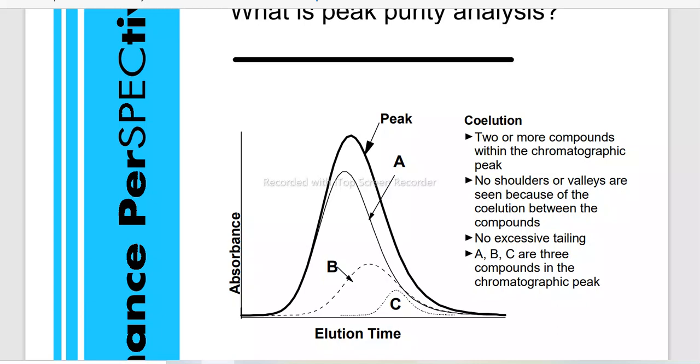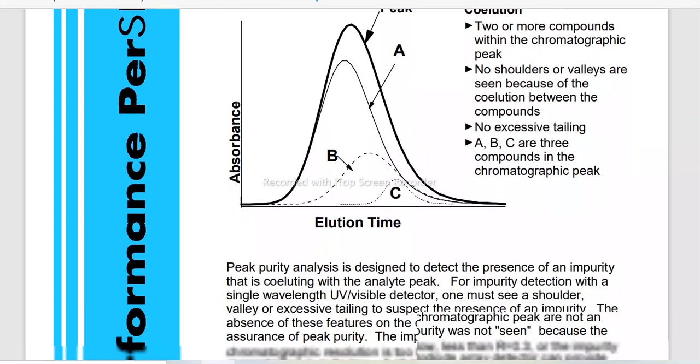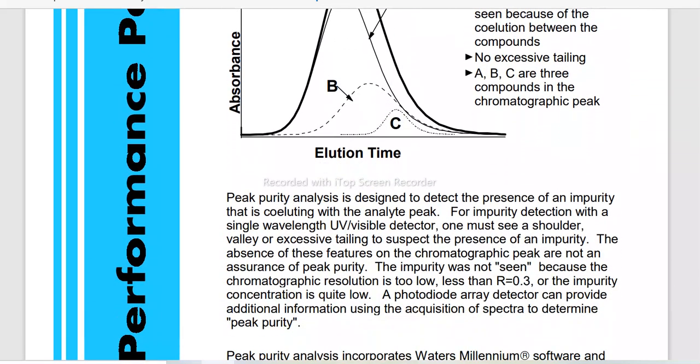Now, what is peak purity? Peak purity analysis is designed to detect the presence of an impurity that is co-eluting with the analyte peak. So the word co-eluting, always remember, it is used to detect the presence of impurities that are co-eluting with the analyte peak.